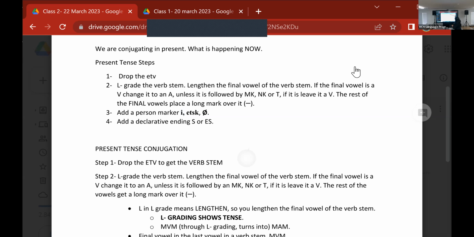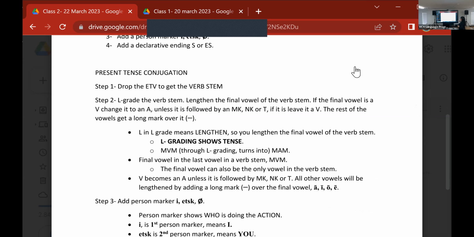Some of you guys are looking a little confused. Present tense conjugation: step 1, drop the ETV to get the verb stem. Step 2, L-grade the verb stem, and this is just going over what we said, but adding a little bit more. Lengthen the final vowel of the verb stem. If the final vowel is a V, change it to an A, unless it's followed by an MK, NK, or T. If it is, leave it a V. The rest of the vowels get a long mark over. This L-grade means lengthen. It means to lengthen, so you lengthen the final vowel of the verb stem.